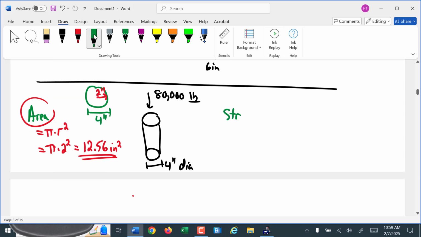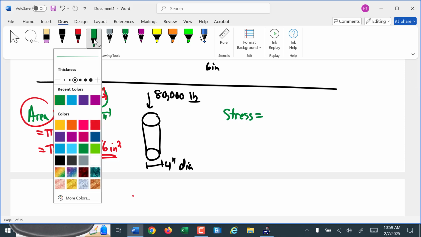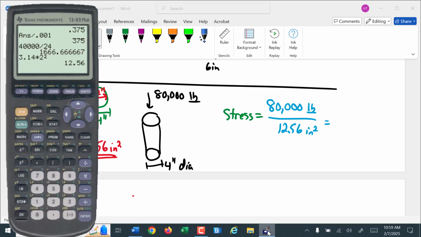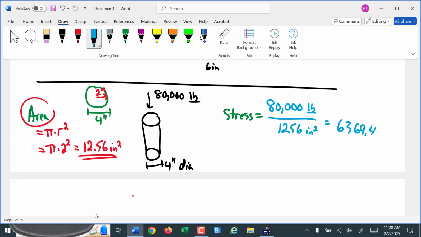So then the stress is going to be my load of 80,000 pounds over my area of 12.56 square inches. So 80,000 divided by 12.56 is 6,369.4. And again, that's pounds per square inch, PSI. Steel, by the way, typically you're looking at 60,000 PSI as its max, so that's nowhere near maxing out the steel post.